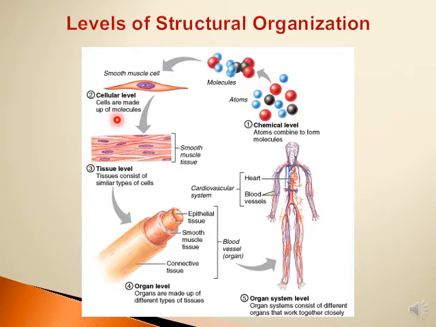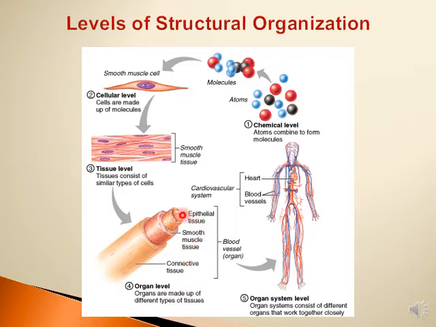Then when we combine cells of the same type, they form tissue, and this is called the tissue level. In the human body, we have 4 basic types of tissues. We have the nervous tissue, we have the muscle tissue, we have the connective tissue, and we have the epithelial tissue. So any 2 of these basic types of tissues, or at least 2 of these, so 2, 3, or 4 of them, when they are combined together, they can form an organ. So organs are made up of different types of tissues.